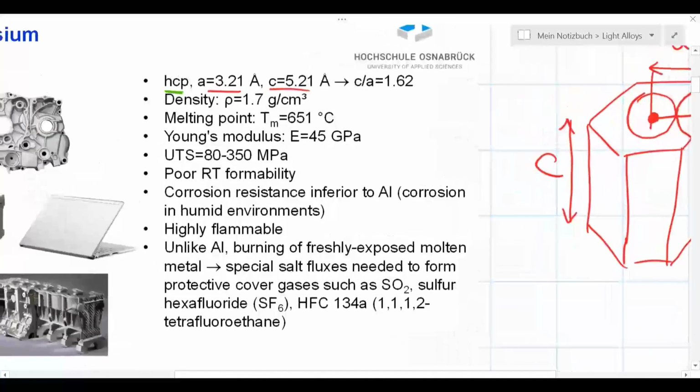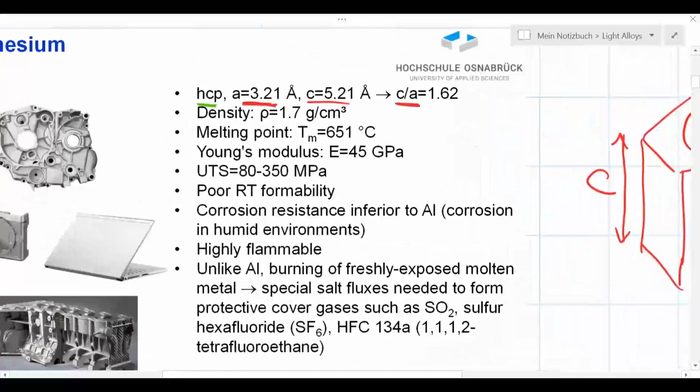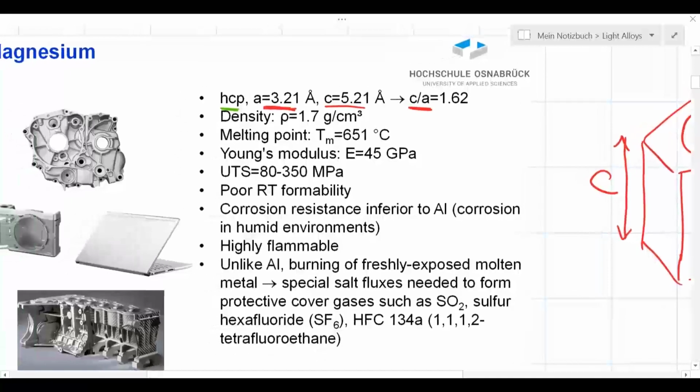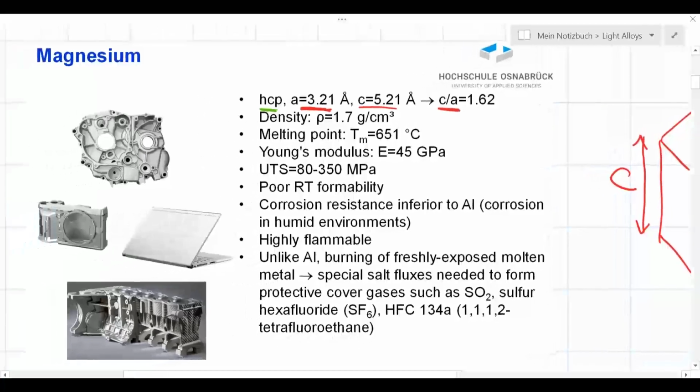So these values are given here, and we can also calculate the ratio of C to A. Ideally, for HCP, we expect to have a value of 1.633. We could calculate that using knowledge of geometry. In case of magnesium, it deviates a little bit. And some people argue that this is responsible for the formability of HCP alloys. If we get values close to that ideal ratio, we could expect a better formability, right? That is one of the arguments, but it is not for sure.